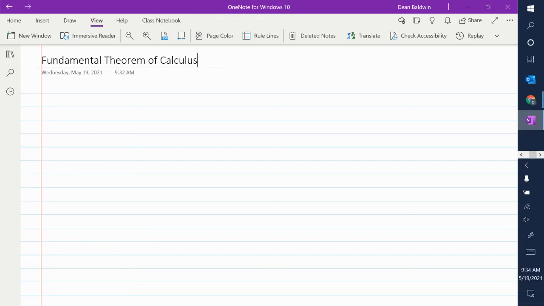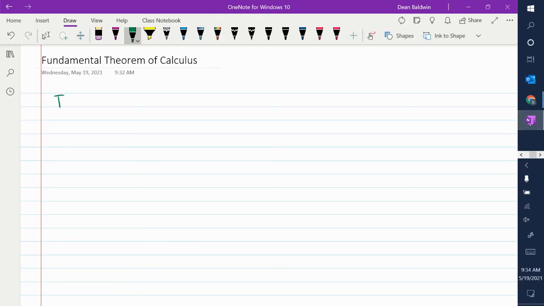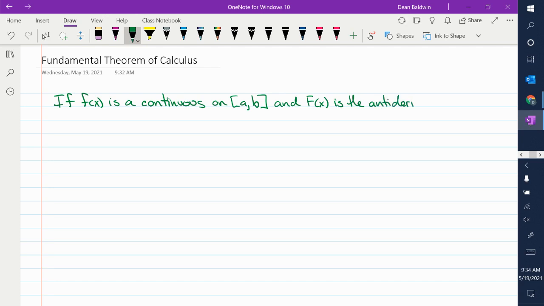The fundamental theorem of calculus. If f of x is a continuous function, that becomes very important, as you'll see later on, on the domain AB, and capital F of x is the antiderivative. Remember, we represent the antiderivative with a capital.